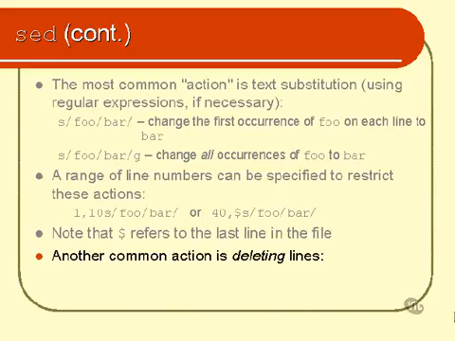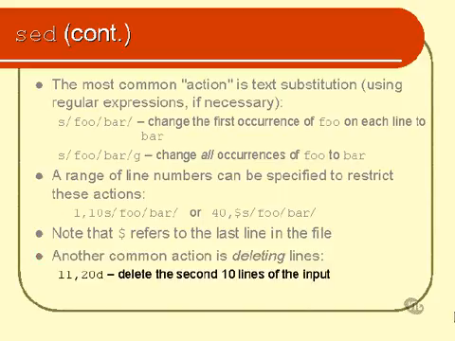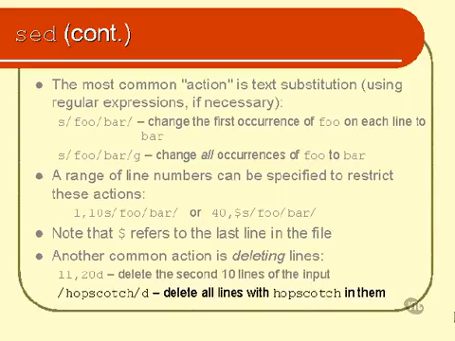The second action, I've shown you one action so far, the action of substituting. Another common action is deleting lines. That is done like so. Delete lines 11 to 20. That's a very simple one. Or alternatively, if you like, /hopscotch/d. Delete all lines with hopscotch in them.